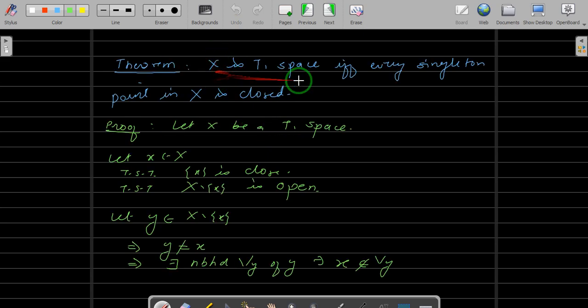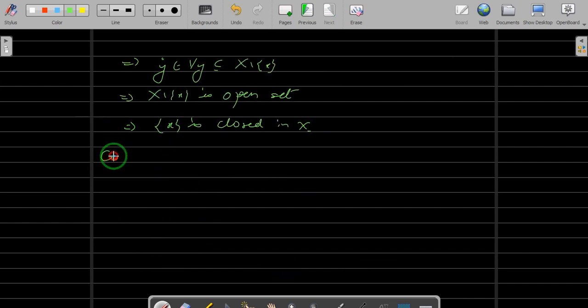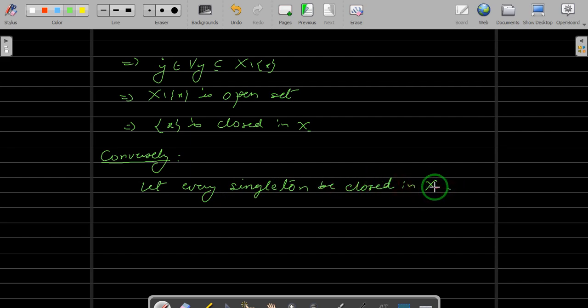We have assumed that X is a given space and we proved that every singleton set is closed. We have taken an arbitrary x in X and we showed that the singleton x is closed in X. Okay, conversely, let us assume that every singleton is closed in X, and we have to show that X is a T1 space.